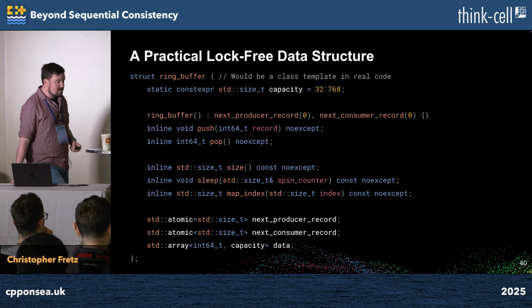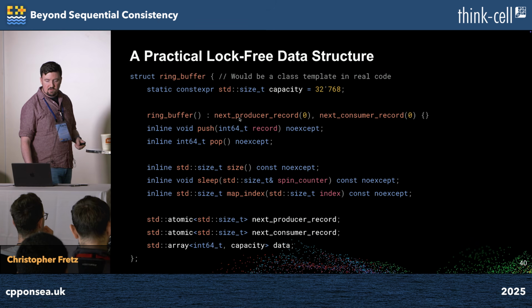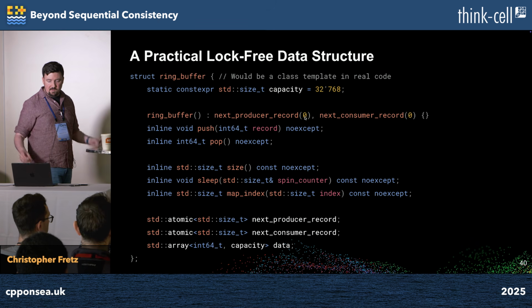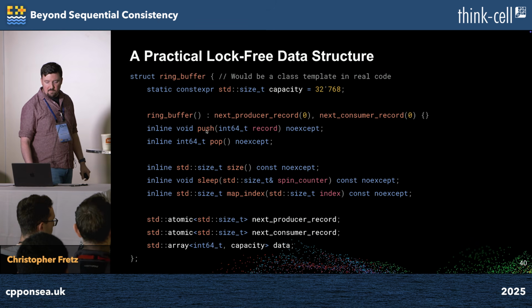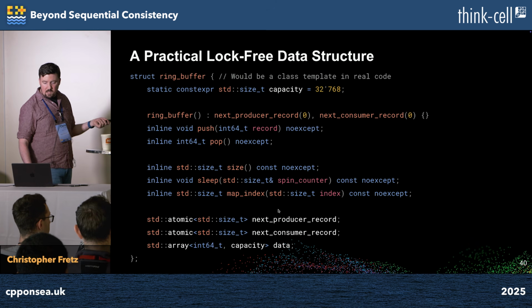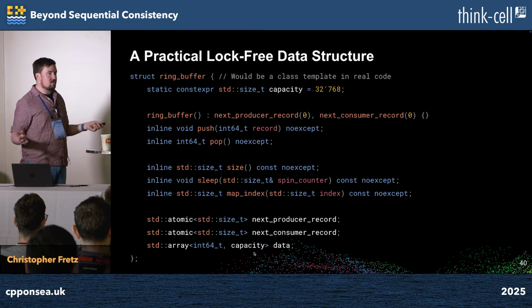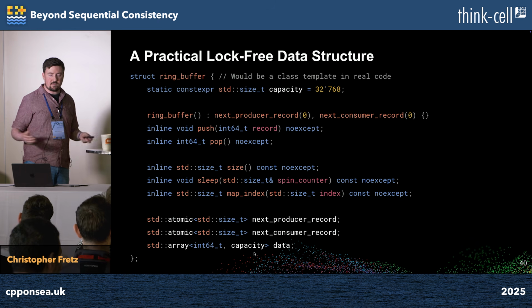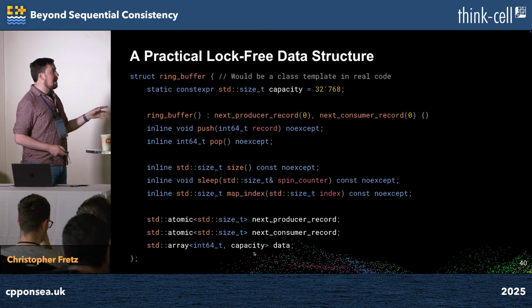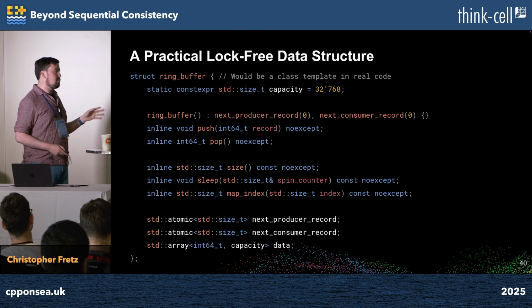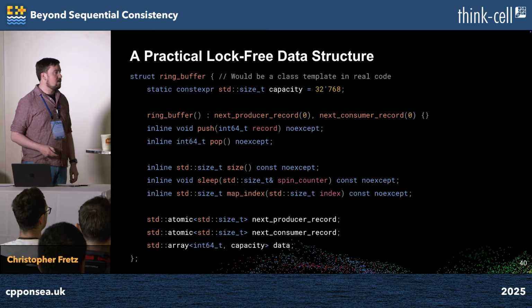In terms of the rest of it, we have a constructor that just initializes our counters to 0. We have our push and pop functions, and a bunch of implementation helper functions. Down here, the next producer record is our producer index, and the next consumer record is our consumer index. And then the std array down here is the actual queue storage itself. This is probably about the simplest possible implementation of a ring buffer you could come up with.